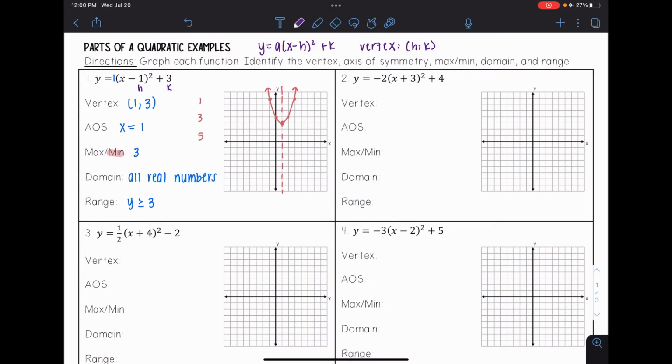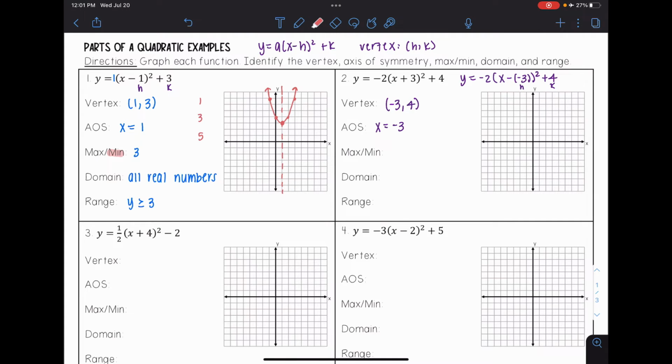Okay, let's look at another one. Here I have y equals -2 times (x plus 3) squared plus 4. I'm going to rewrite it so it's actually x minus my h in there. So I have y equals -2 times (x minus -3) squared plus 4. That means my h is -3 and my k is 4, which gives me the vertex -3, 4. My axis of symmetry is always x equals h. Here my h is -3, so x is equal to -3.